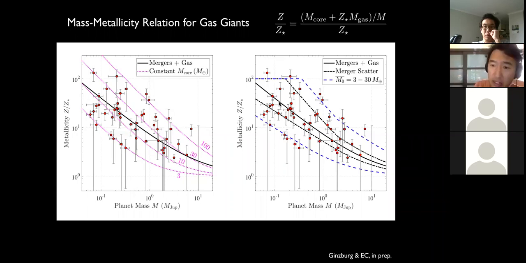However, to get the upper envelope, I need to increase that to 30. If I just use 10 and I account for the scatter from chaos and from discreteness, I get these lines. There's some scatter there, but not enough to get all the points. So, to be perfectly honest, I feel a little bit uncomfortable about it. I have to appeal to higher core masses, 30 Earth masses, then I can get up to 100.